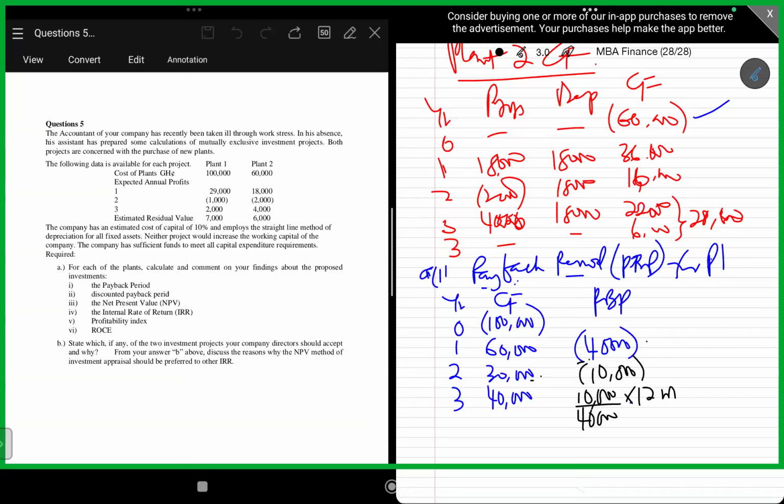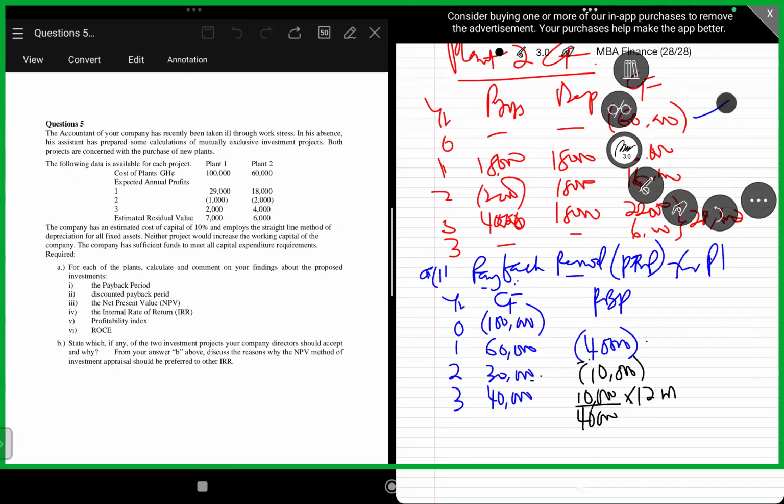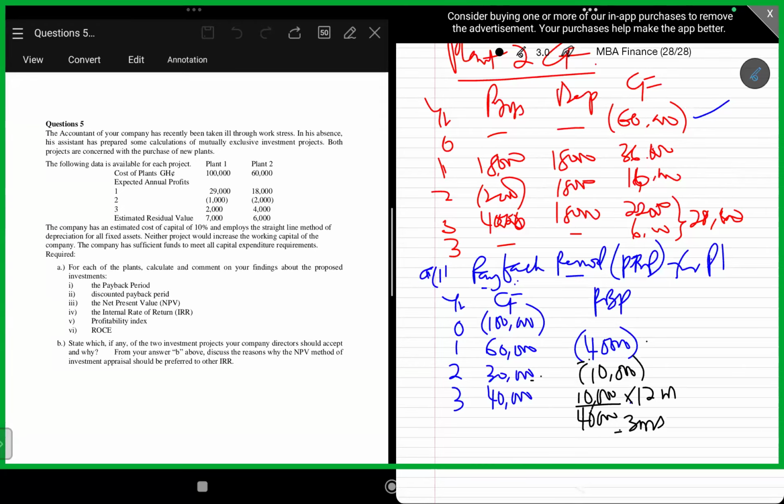From the payback period perspective. Are you getting it? Yeah. Okay, so 10,000 divided by 40,000 times 12 months. How much? What's the figure? 3. 3 months, right? Is it straight away 3 months? Yeah, three. Just says three.